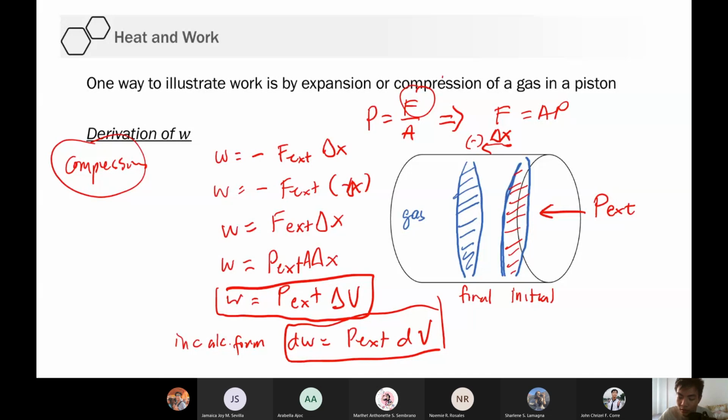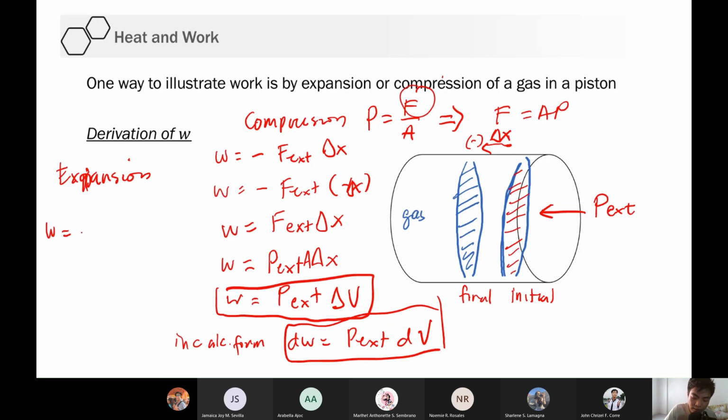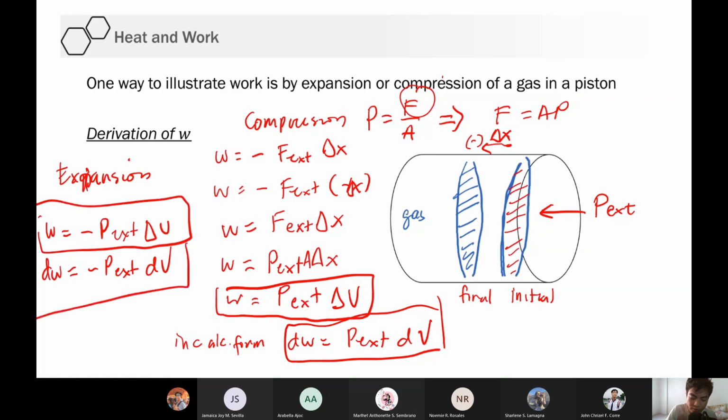Okay, so that is the compression. Side by side na lang. So ito yung compression, ito yung expansion. So kapag expansion, W is negative P external delta V, or dW equals negative P external dV. So, yan yung equations natin.